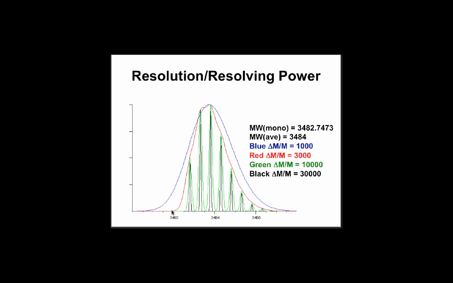So this is, again, just another illustration. Different resolution instruments. So the blue low resolution instrument has a delta M over M of 1,000. A medium resolution instrument, 3,000, which is the red peak. Again, you still can't distinguish things. But then if you get an Orbitrap, high quality QTOF, you're into the black region, and you've got a resolution of 30,000. And once you've got that type of resolution, you can do lots of things, particularly with characterizing molecular formulas and positive identifications.